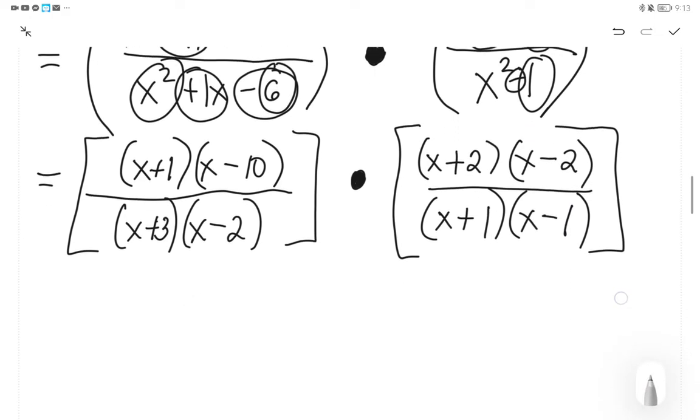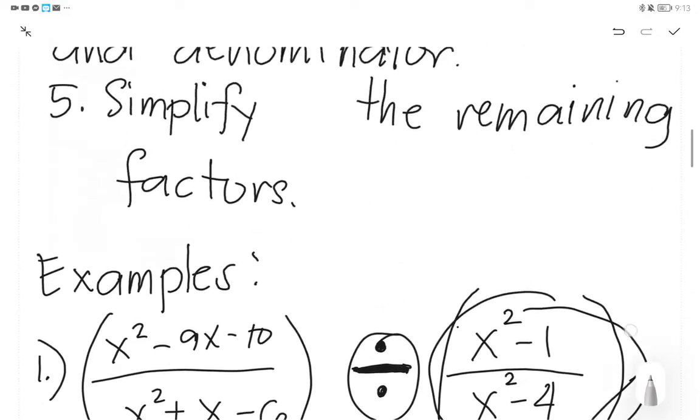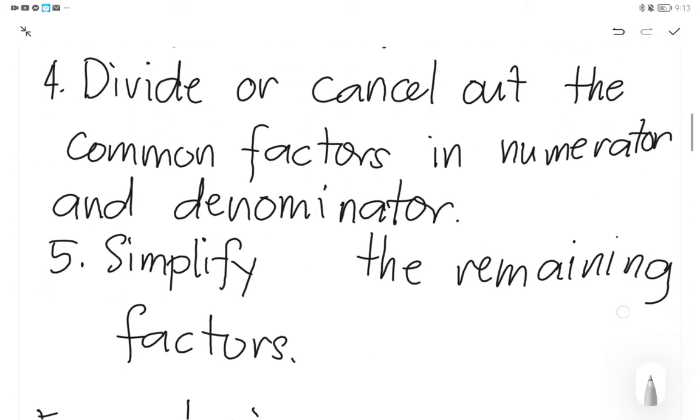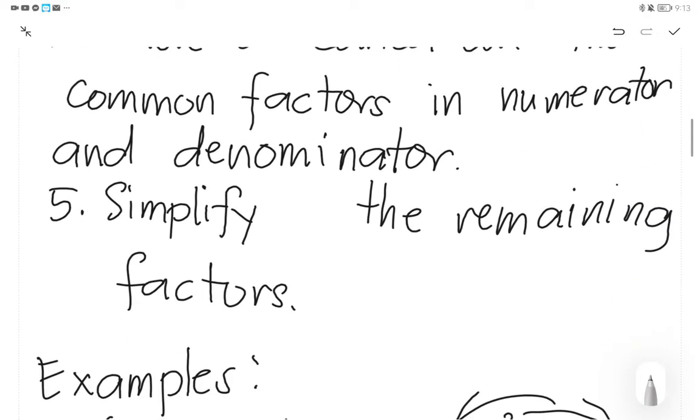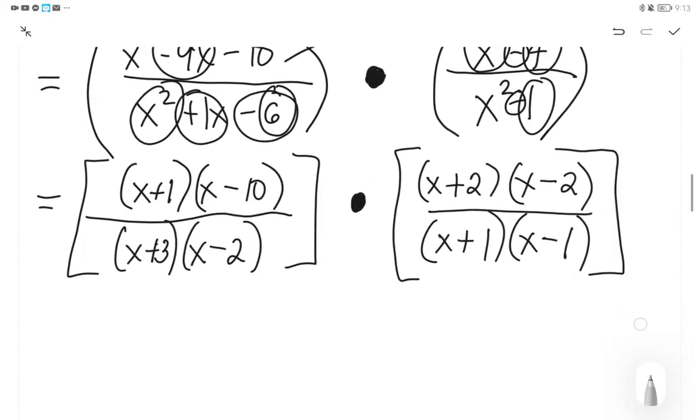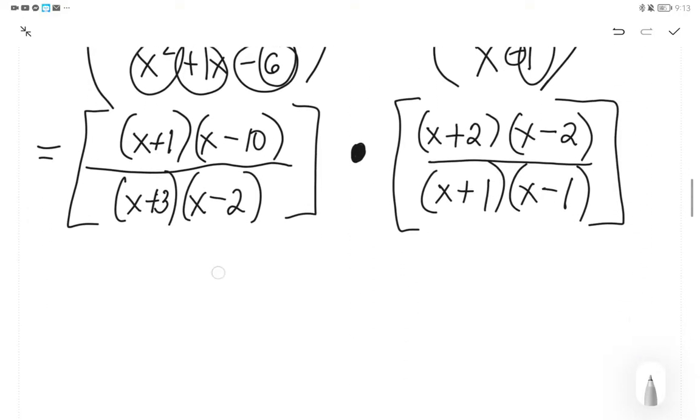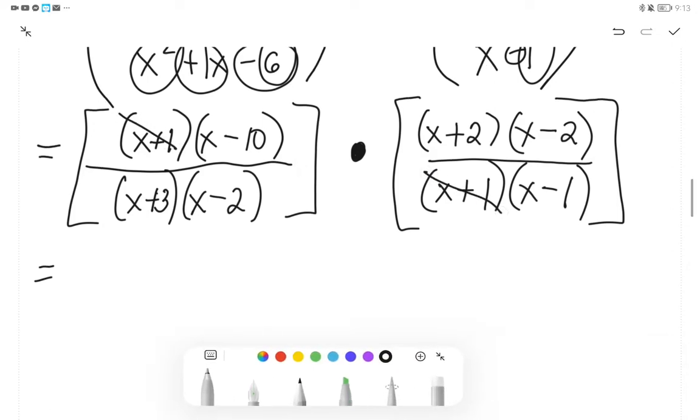Now, step number 4 rather, divide or cancel out the common factors in numerator and denominator. So, let's look for common factors in the numerator and denominator. We have here x plus 1, they are the same. Let's use another color.